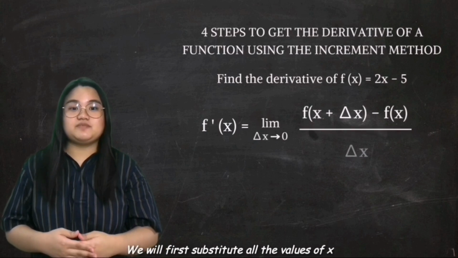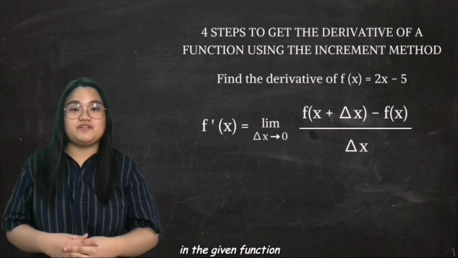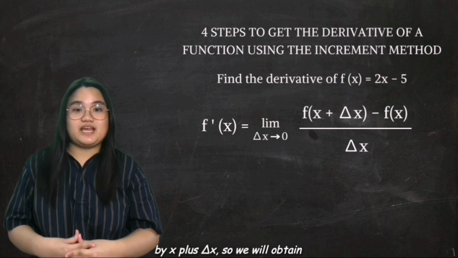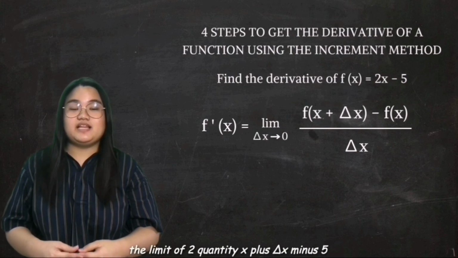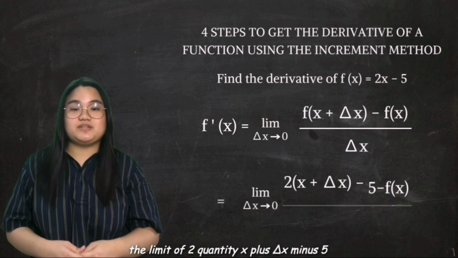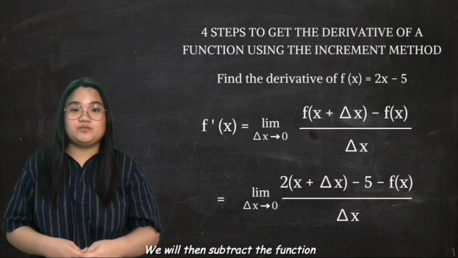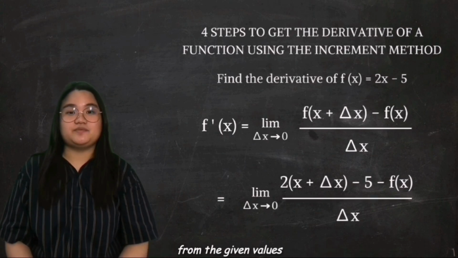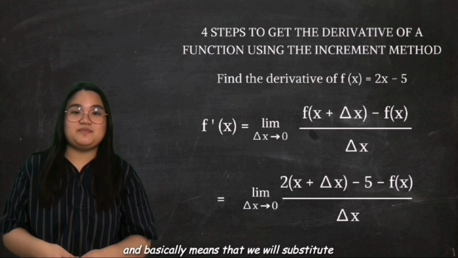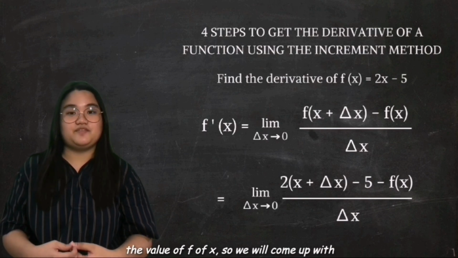We will first substitute all the values of x in the given function by x plus delta x, so we will obtain the limit of 2 quantity x plus delta x minus 5 minus f of x over delta x as delta x approaches 0. We will then subtract the function from the given values. That basically means that we will substitute the value of f of x.